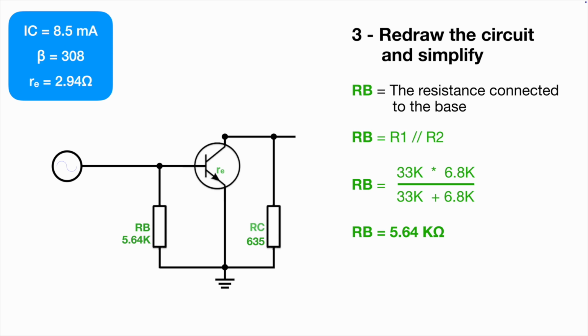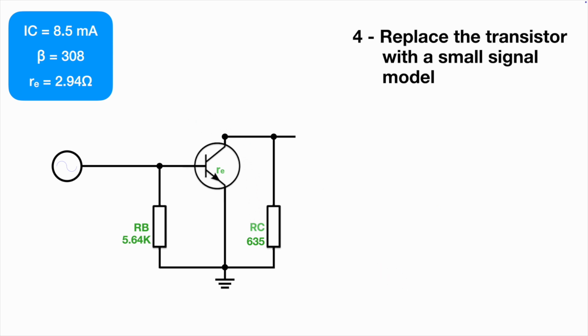Now, this is as simple as we can get it now. We've got it down to an AC signal source with a transistor, one resistance between the base and ground, one resistance between the collector and ground. So we can't simplify it anymore, but what we can do now is have a look at replacing the transistor itself with an appropriate small signal model.